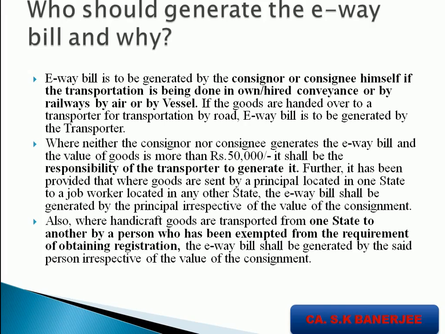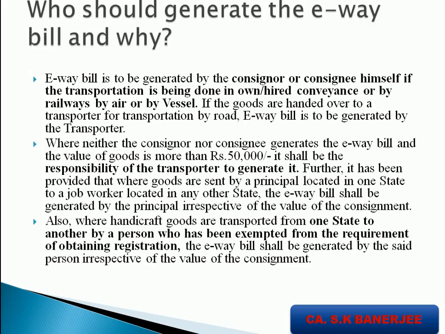So if the consigner or consignee is transporting on his own behalf, then the e-way bill has to be generated by the consigner or consignee himself. If the transportation is being made by a transporter, in that case, the e-way bill is to be generated by the transporter. Where neither consigner nor consignee generates the e-way bill and the value of goods is more than rupees 50,000, it shall be the responsibility of the transporter to generate it. So transporters have to be very careful if they are transporting any goods, the value of which exceeds rupees 50,000, and you have to ensure that if the consigner or consignee has not generated the e-way bill, it's your responsibility to generate the e-way bill.